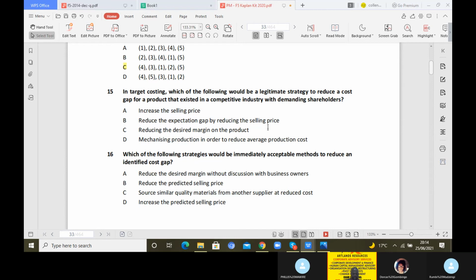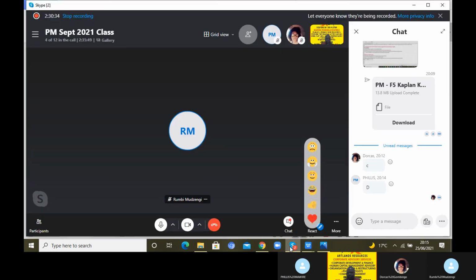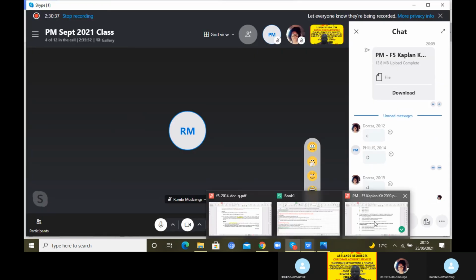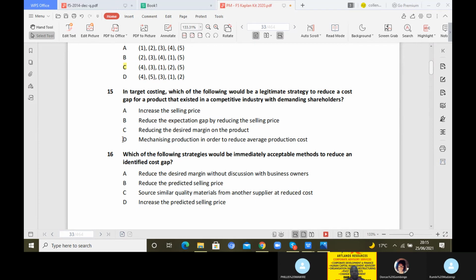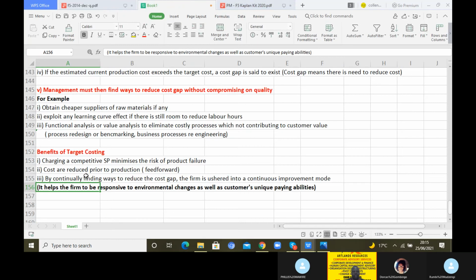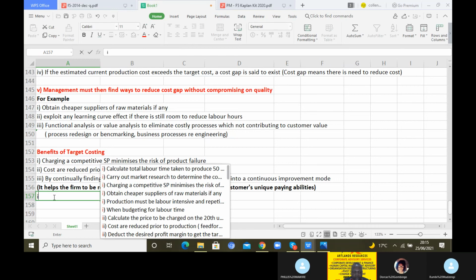How would you reduce a cost gap in a competitive industry with demanding shareholders? All right. So let me check what you guys have typed. D. Allow me to check. Mechanizing production in order to reduce average production cost. Correct. Because when you are working smarter, like introducing technology, that is one way to reduce the cost gap. Let me actually write it as the answer here.